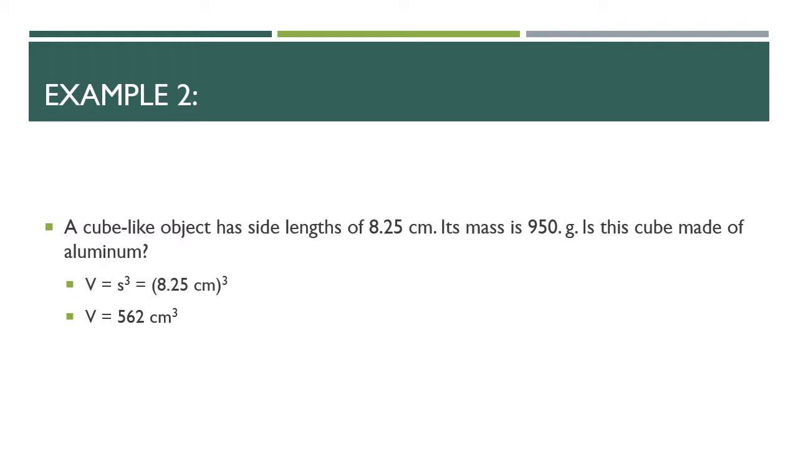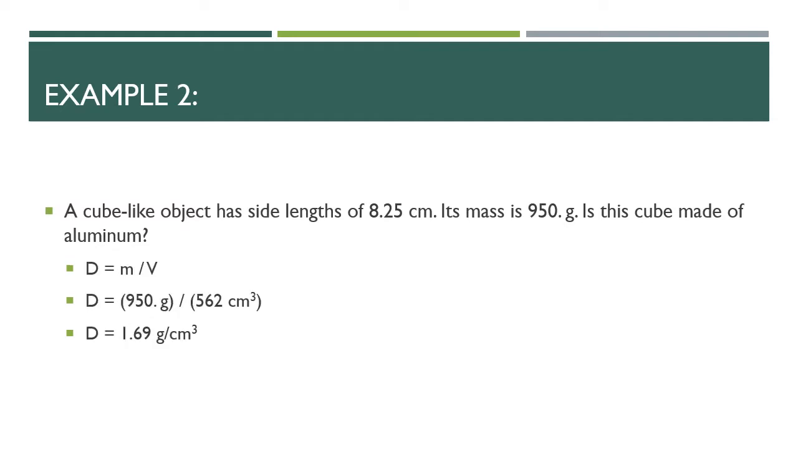We now have the volume, and we already had the mass previously, so now we may plug into our density formula. Density is equal to mass divided by volume. So density is equal to 950 grams, our given mass, divided by 562 centimeters cubed, the volume that we just solved for. Performing the division and then rounding to appropriate significant figures, we get the density of this cube is 1.69 grams per centimeter cubed.